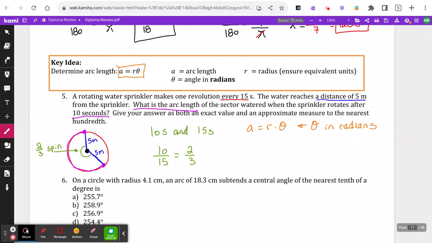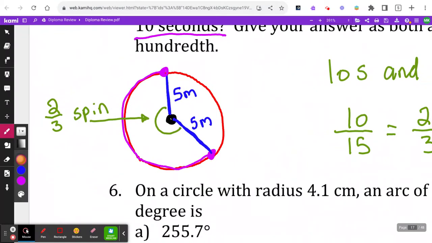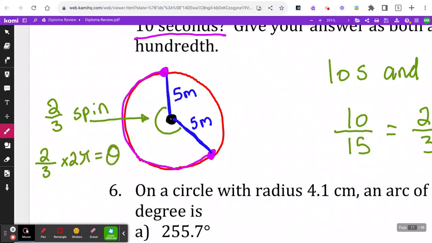To figure out that angle, you need to do 2/3 of a full spin in radians. So a full spin is 2 pi. So I need to do 2 over 3 times 2 pi. And that will tell me my angle. 2 over 3 times 2 pi is 4 pi over 3. Because I did 2/3 of a spin. If I did a full spin, that would have been 2 pi. So if I do 2/3 of 2 pi, that'll tell me what 2/3 of a full rotation would be in radians.